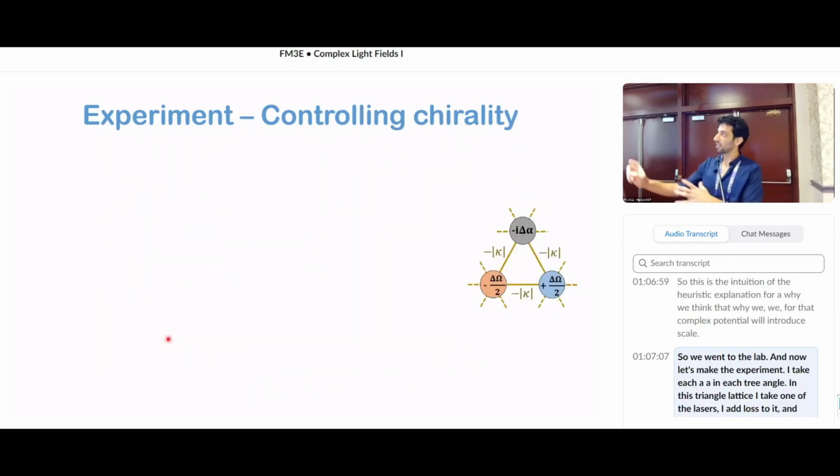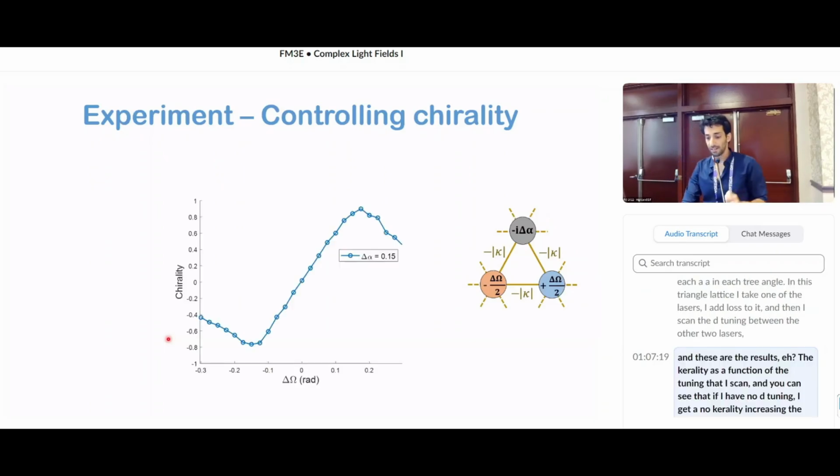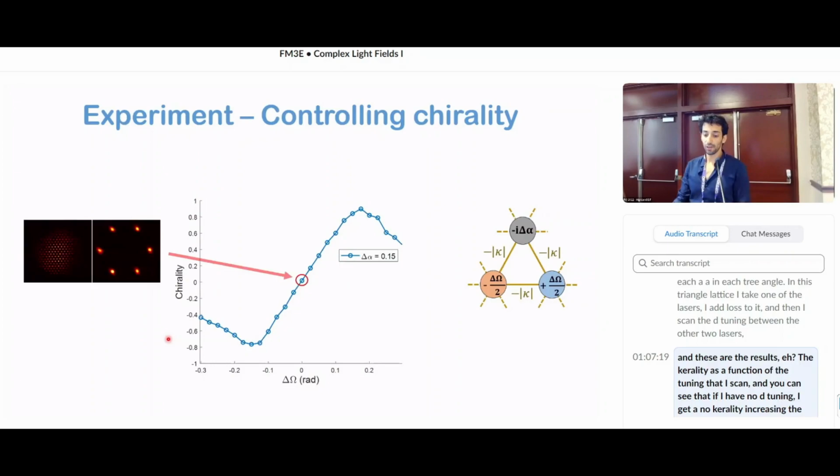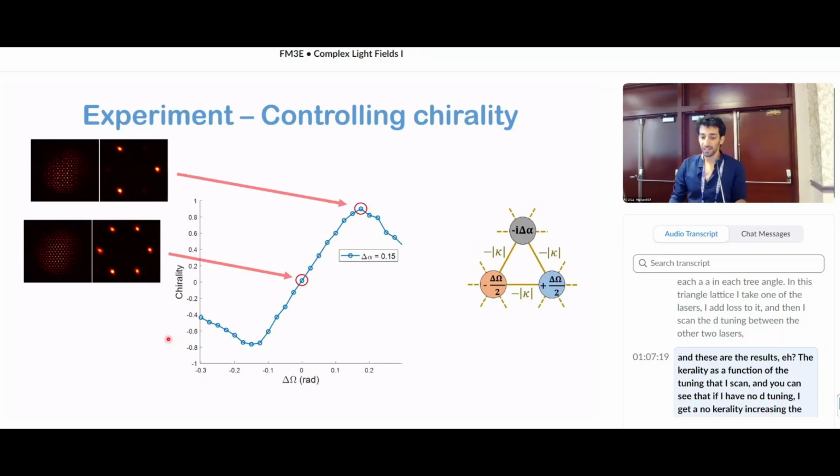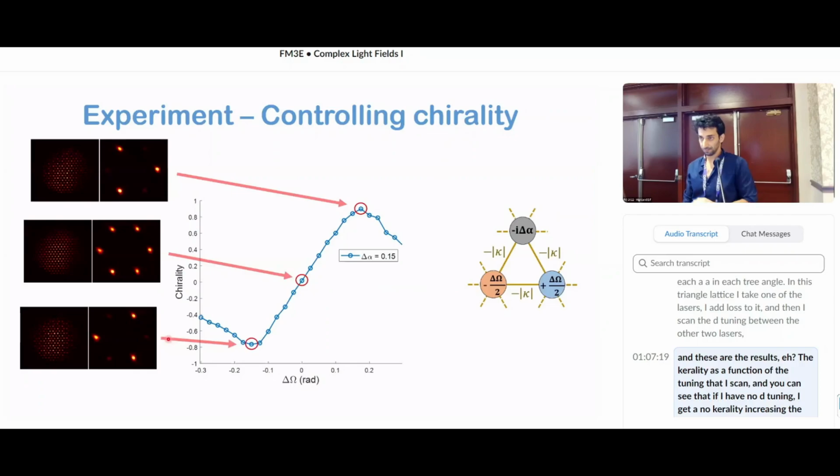In each triangle in this triangular lattice, I take one of the lasers, I add loss to it, and then I scan the detuning between the other two lasers. And these are the results. The chirality as a function of the detuning that I scan, and you can see that if I have no detuning, I get no chirality. Increasing the detuning to the point where it approximately equals the loss gives me nearly pure chiral states. And if I switch the direction of the detuning, I switch the chirality.